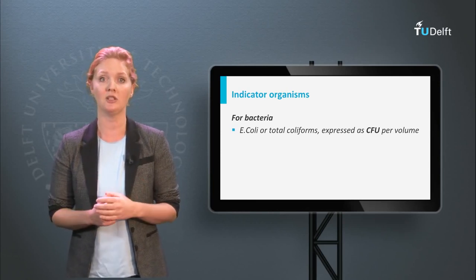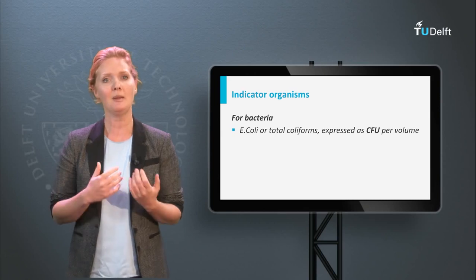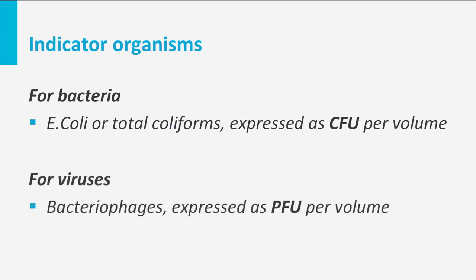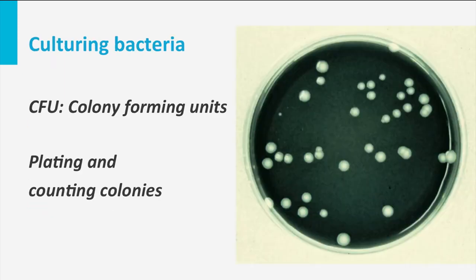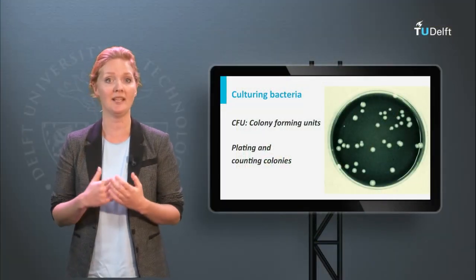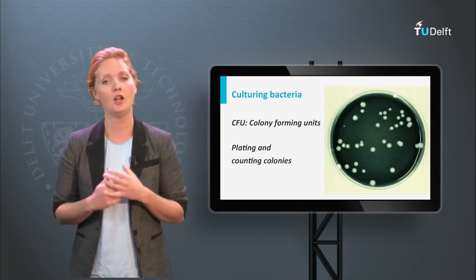They can also be found in human and animal feces, but can be more safely cultured and counted as colony-forming units per volume. For virus indicators, mostly bacteriophages are used, which form plaque-forming units per volume. This picture shows an example of a plated sample for E. coli counts. Each dot represents a colony-forming unit. In the guidelines of the World Health Organization, it is stated that when testing a 100 milliliter sample, no E. coli may be found.